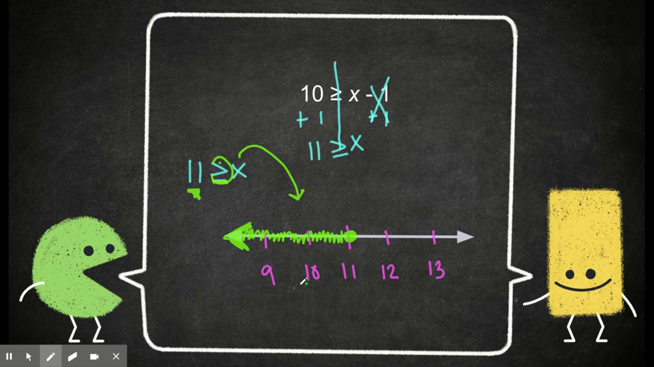You can always check yourself by plugging in a couple of these numbers that you shaded. So if I do 11 is greater than or equal to 9, does that remain true? Yes. Is 11 greater than or equal to 10? Yes. So I know I shaded in the correct direction.